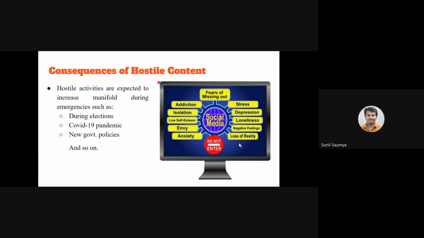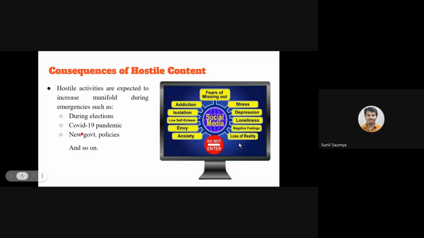If someone is trying to make fun of us or our community or our religion, then we may go into depression. We may feel loneliness sometimes whenever we are studying in a college or a school. So all these things you are seeing are one or other consequences of hostile content, and these consequences increase many folds when there are emergency situations. For example, when there is an election and fake news comes, the consequences of that fake news could be anything, right?